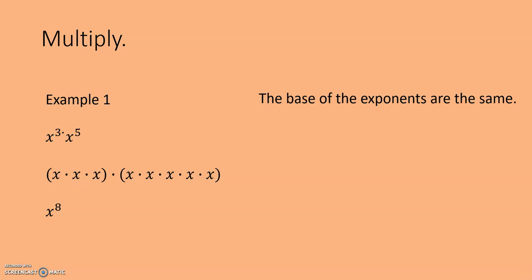The base of the exponents are the same. We have x to the third and x to the fifth. The bases are the same, so we add the exponents.